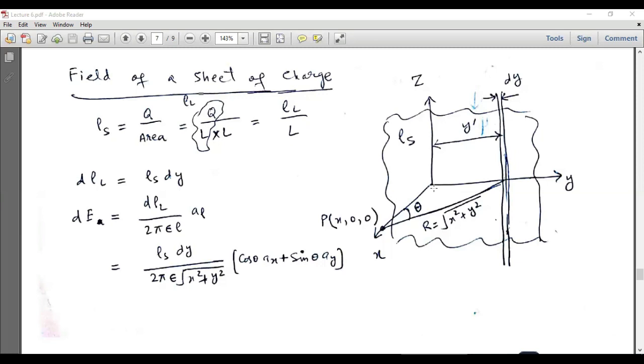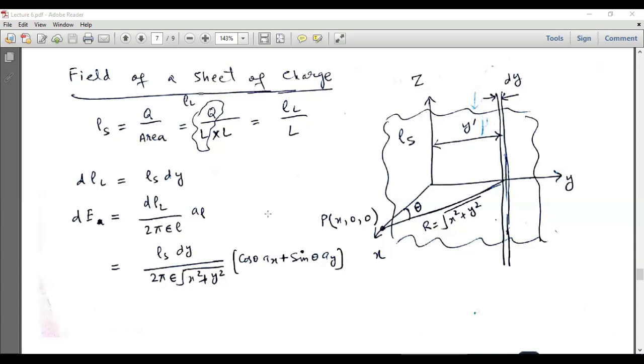In the previous case, when we were deriving the expression for electric field due to line charge, we considered the whole z-axis divided into infinitesimal segments, and one segment was considered as a point charge, and we already had the expression for the electric field due to point charge, and by integrating z from minus infinity to plus infinity, we got the expression for electric field due to line charge.